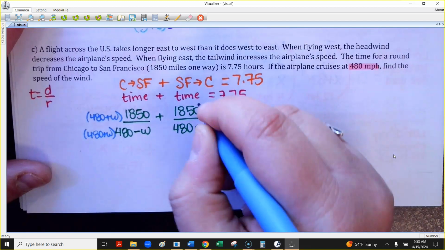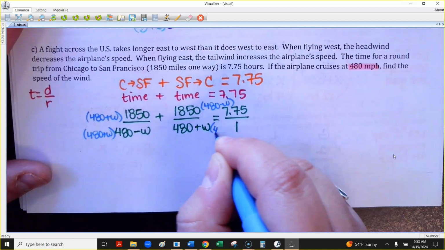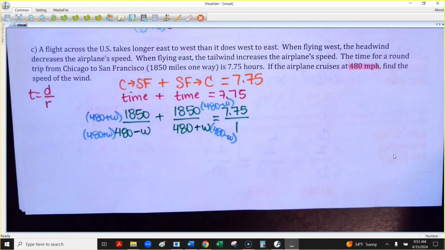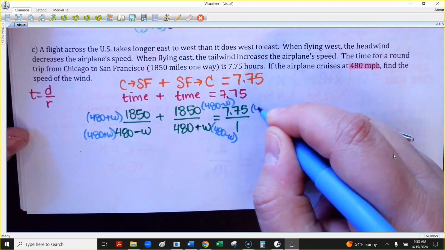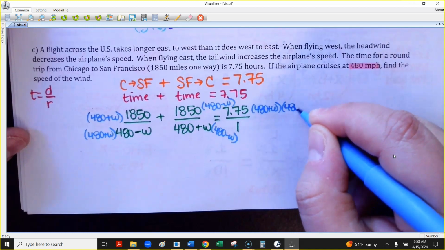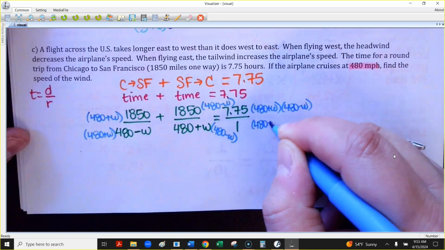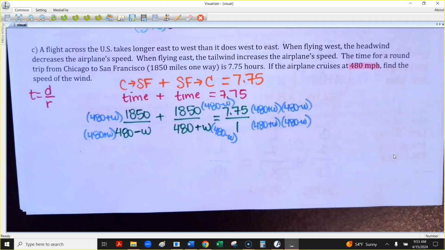This guy would need 480 minus W. And where you got the 7.75, don't worry about the decimal for the moment. We need both of those. We need 480 plus W, and we need 480 minus W. Okay, I'm going to try to write small. These are kind of big numbers.